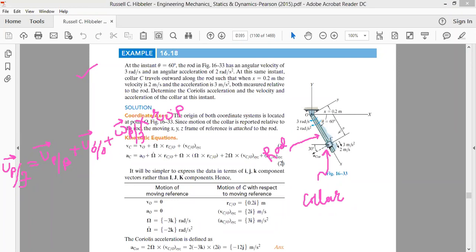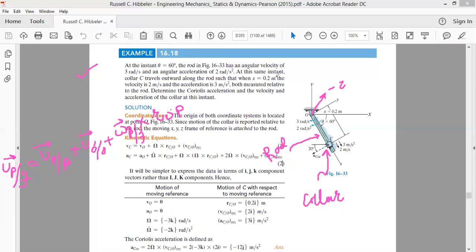Curl your fingers in the direction of the given angular velocity, the direction of the thumb will give us the direction of the angular velocity as well as the angular acceleration. So if you curl your fingers in the direction of these arrows, the thumb will be in this direction. That is essentially the negative z direction. Okay, so angular velocity and angular acceleration is along the negative z direction.